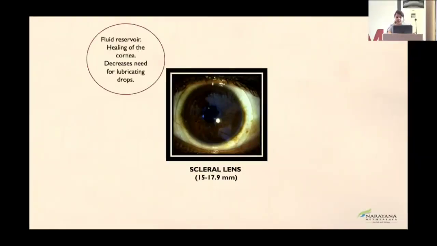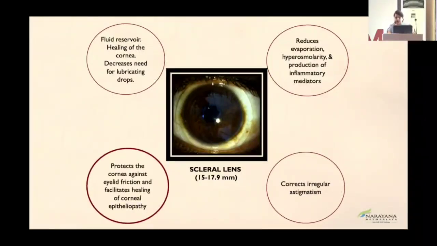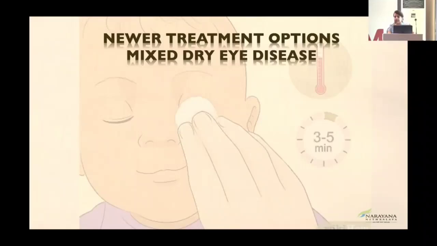Scleral lenses can be used. There is a reservoir of fluid. They reduce evaporation. Make sure there are no synechiae, there is no symblepharon before using this. It also improves vision by correcting the irregular astigmatism.